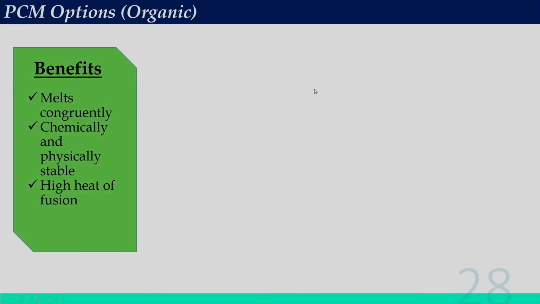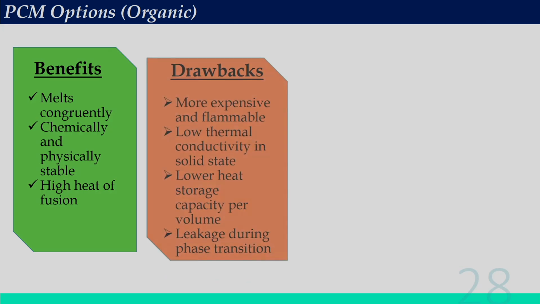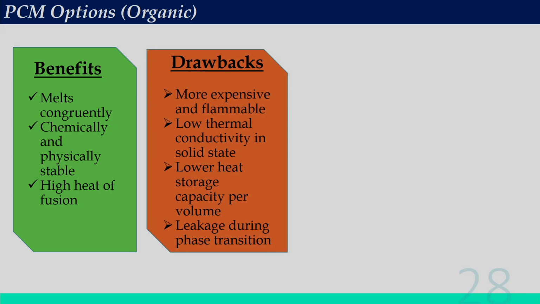Now, let us pay attention to organic PCM. What are the benefits and demerits? It melts congruently, is chemically and physically stable, and has a high heat of fusion. The drawbacks are that it is more expensive and flammable, has low thermal conductivity in the solid state, lower heat storage capacity per volume, and leakage during phase transition. These are some of the drawbacks, and how do we mitigate them?